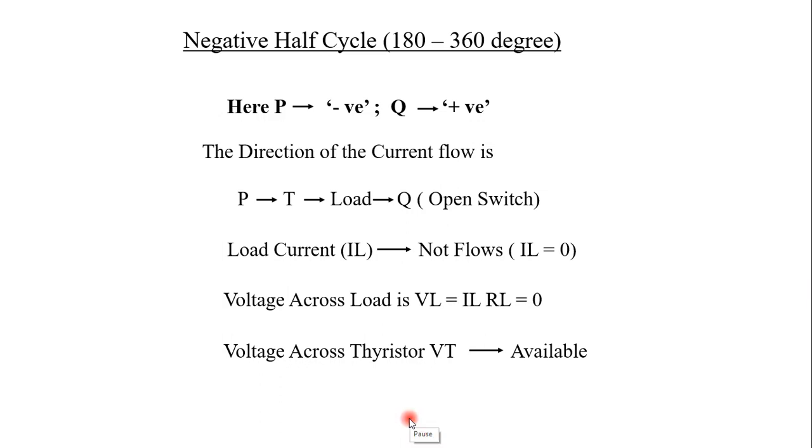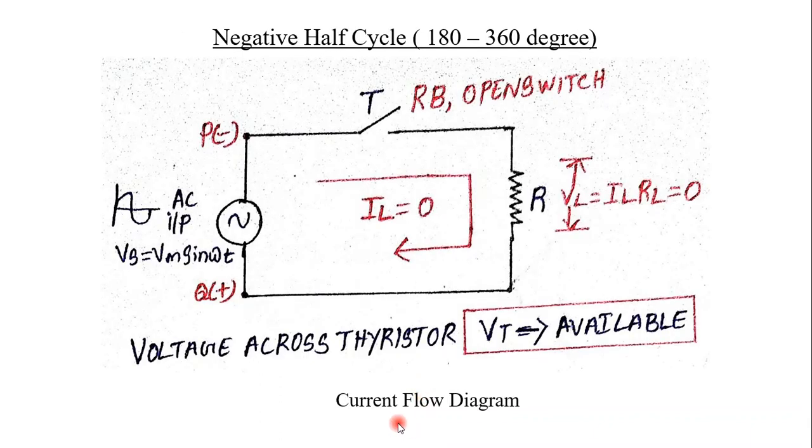Next we will see the current flow direction of the negative half cycle, and this diagram shows the current flow of the negative half cycle. Here we already said that P is given negative supply and Q is given positive supply. The negative is directly connected to the anode terminal, so at that time the thyristor is reverse biased because the thyristor's anode and cathode terminals have opposite charges, so it is reverse biased.